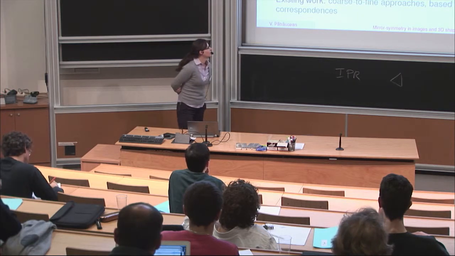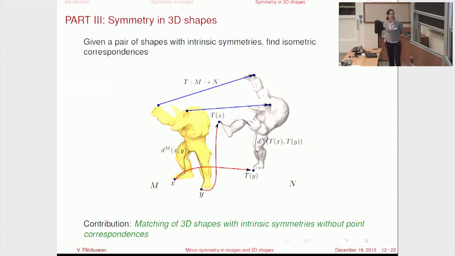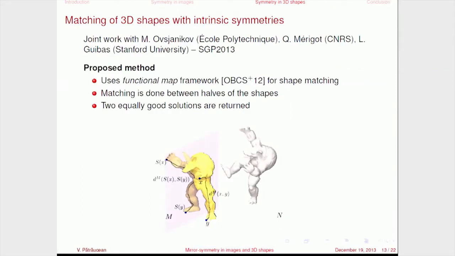So the existing works start with some initial point correspondences, and then they try to propagate these correspondences in the neighborhood in a coarse-to-fine approach. But this is complex because we get into combinatorics, and it's error-prone. What we propose is a matching of shapes that have intrinsic symmetries, but without using these point correspondences. This was joint work with Max, Quentin, and Leo Guibas from Stanford, and was presented this year at SGP. The proposed method uses the functional map framework that was proposed by Max and colleagues for shape matching.